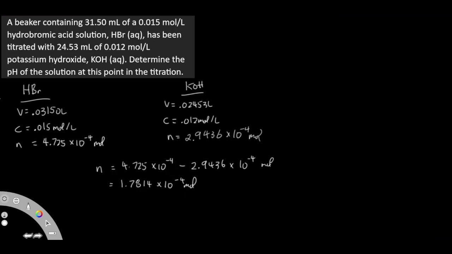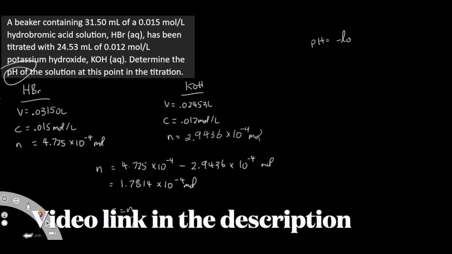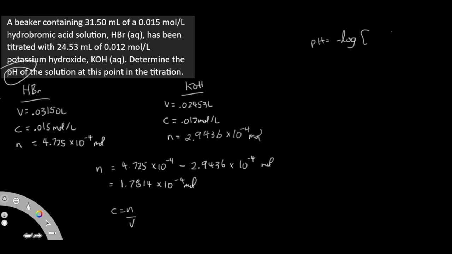So we have to use what we just found as a difference, and we now have to plug it back into an actual C is equal to N over V formula. Why? Because we're eventually trying to find the pH, okay? And we should know in the previous videos, see the link in the description if you want to know more about the pH derivation. Link is in the description.